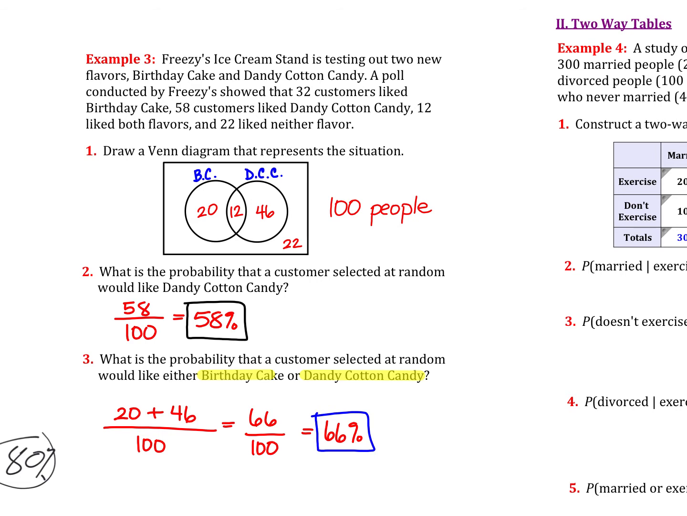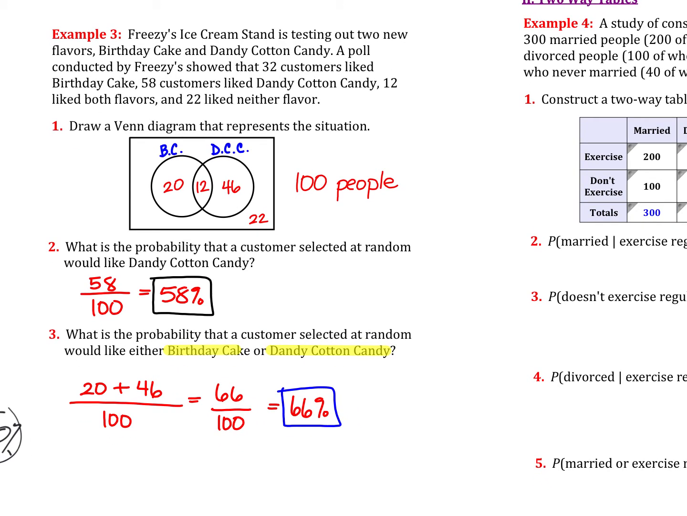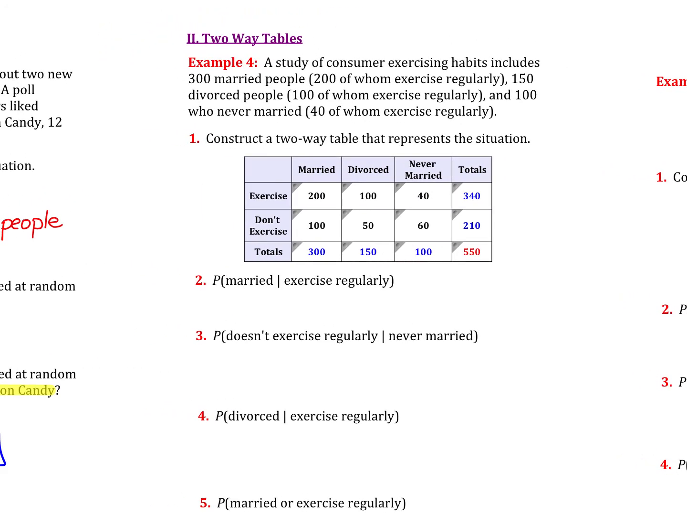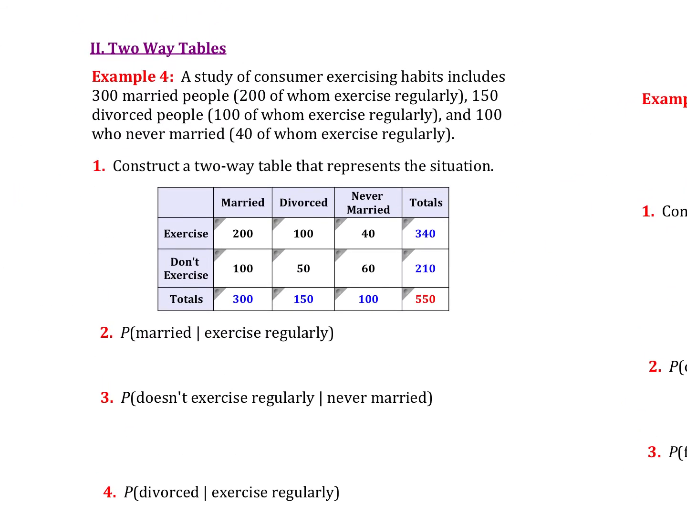Once we have that, we can answer the questions that follow. So this one, we were just not given the total number, but we could figure everything out from there. All right. On to two-way tables. We'll go through, I think, 2 examples. Yeah, 2 examples, and then that'll be it.